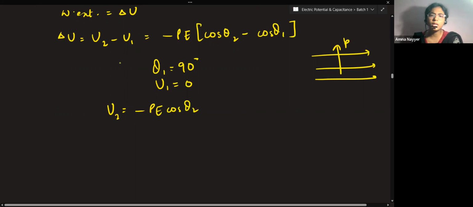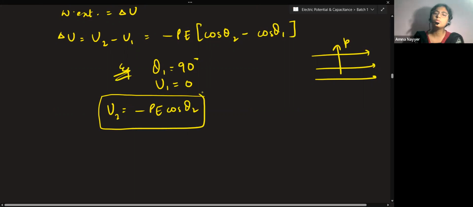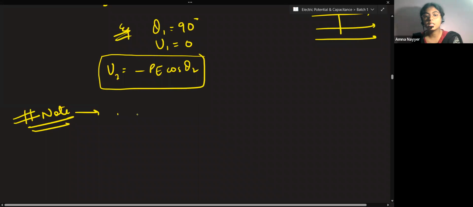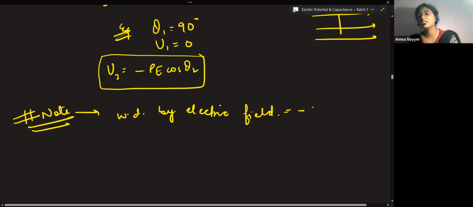So any angle if you are given, this is just an example. If you are given any example, you can put it into the general formula, minus PE cos theta 2. Remember again, we had discussed this also and we had done a question also. If you remember this, just rewrite this again. Work done by electric field, we had done a question if you remember. This was what? Negative of the work done by the external force. So if it is asking you what is the work done by the external force, just put a negative sign to the work done by the electric field.